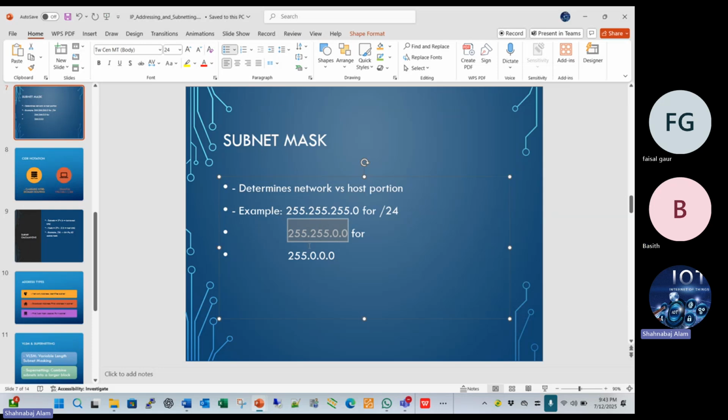Suppose this is the class. Which class of subnet is this? Class B. So which slash are we using here? What is the slash number? 16. Slash 16, right? And here, slash 8, right?